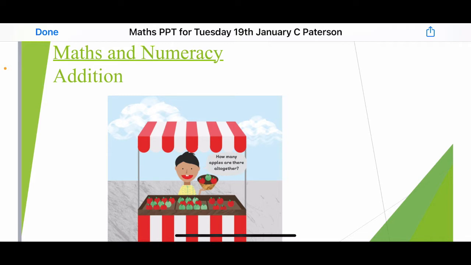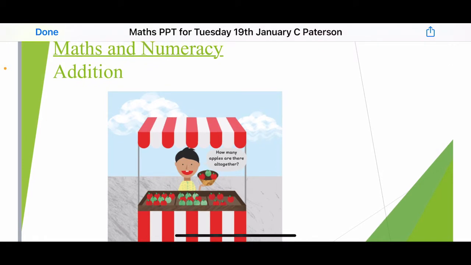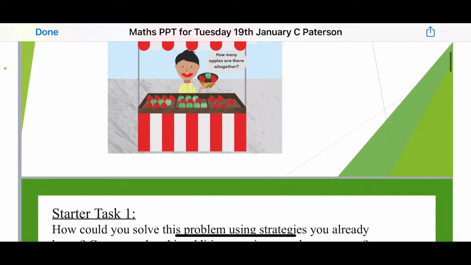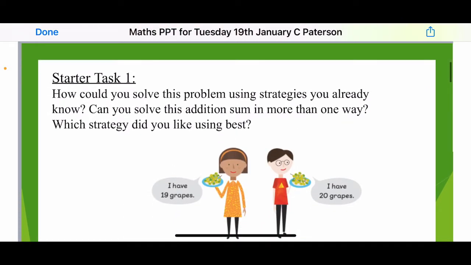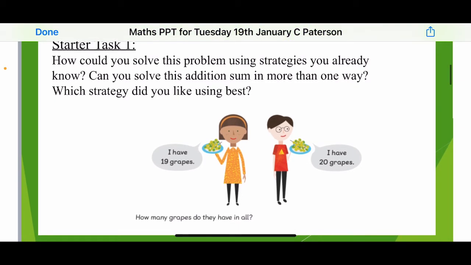So at the moment we're learning about addition in maths, and today we're going to be learning to use different strategies to add 2 and 3 digit numbers. So the first task that I've got for you here is a problem that I'd like you to solve. How could you solve this problem using strategies you already know? Can you solve this addition sum in more than one way? And which strategy did you like using best?